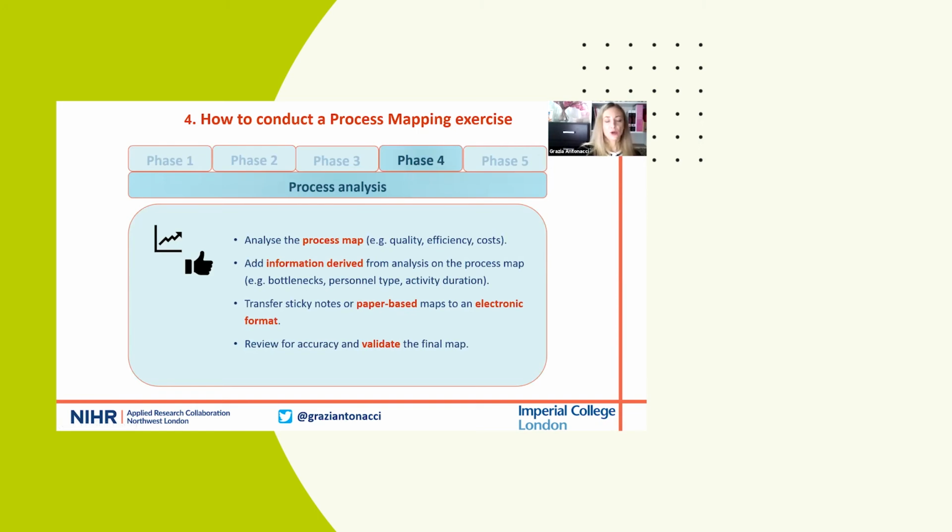Once you have mapped this process, you need to analyze it in order to identify gaps in the system and opportunities for improvement. There are different types of analysis you may want to perform, for example quality, efficiency, cost, depending on the scope of your project. You can annotate your process map with information derived from your analysis, and if you have paper-based process maps, it's good practice to make a tidy version by transforming them to an electronic format using charting software. This would allow you to share the process map more easily with stakeholders and experts for validation and dissemination.